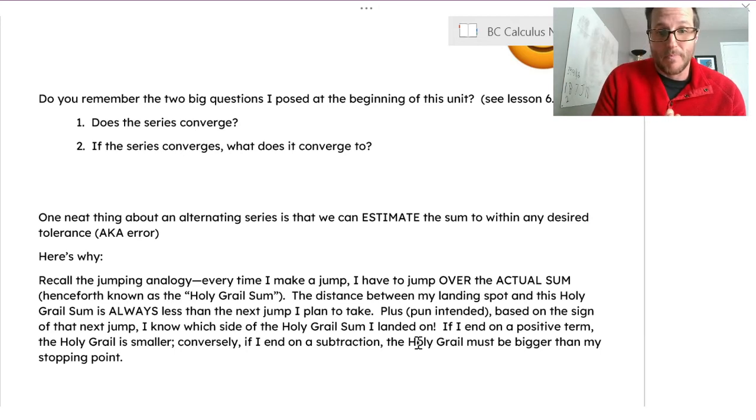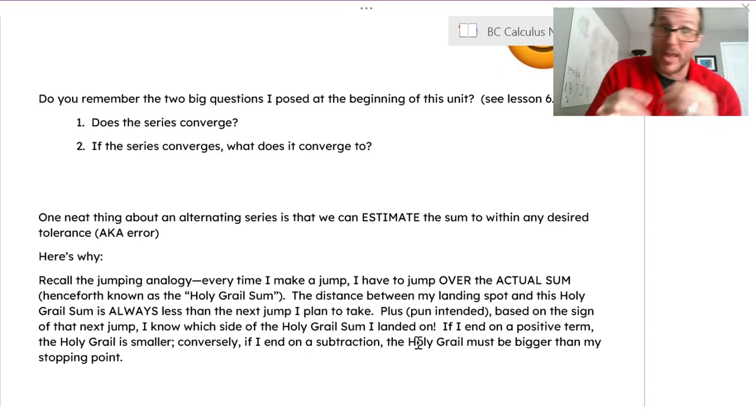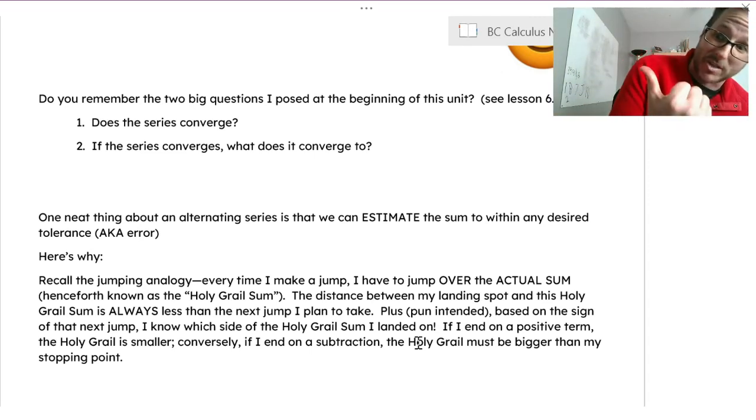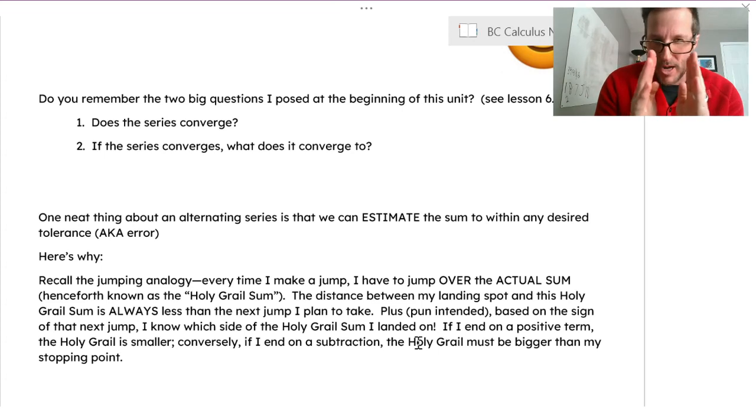So something about the distance between where I stop jumping and the actual sum, I'll know that. Like, I know if I end on a positive jump, the sum was behind. If I end on a negative jump, I know the actual sum is ahead. So with the alternating series, I can keep jumping, and the more I jump, the more I shrink a window where that actual sum needs to live. Let me show you a picture of what I mean.